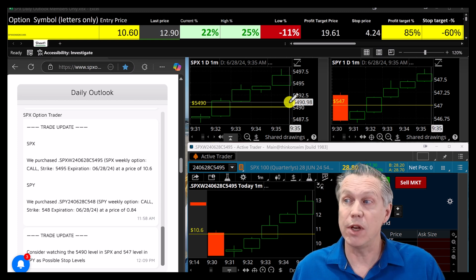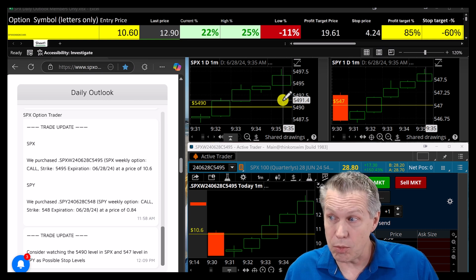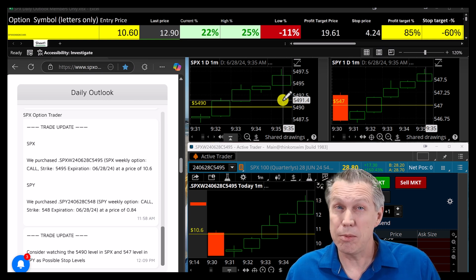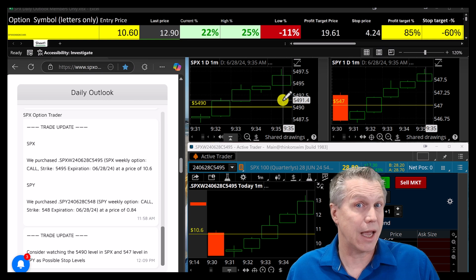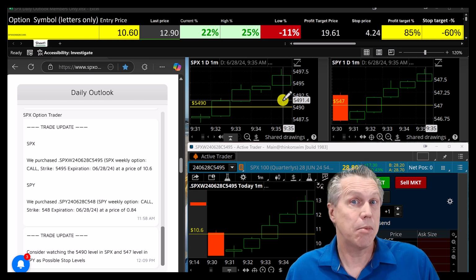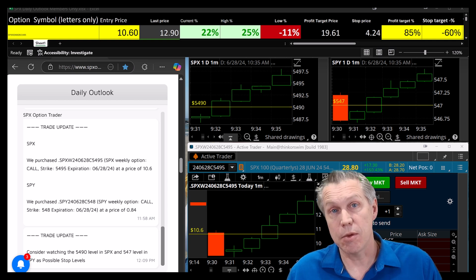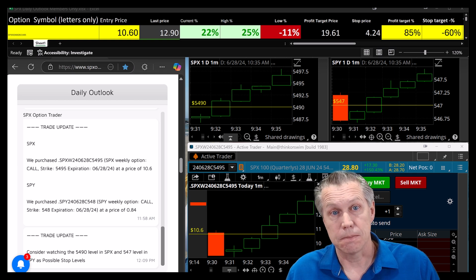So here, as it's moved in our direction, now that becomes our new stop level. What that means is if the market were just to come down to those levels, we would be looking to exit the trade. Now, we might not exit immediately. We might give it just a moment to see if it's going to bounce off those levels, but we're going to start watching those levels as a new possible stop level if the market were to reverse on us.